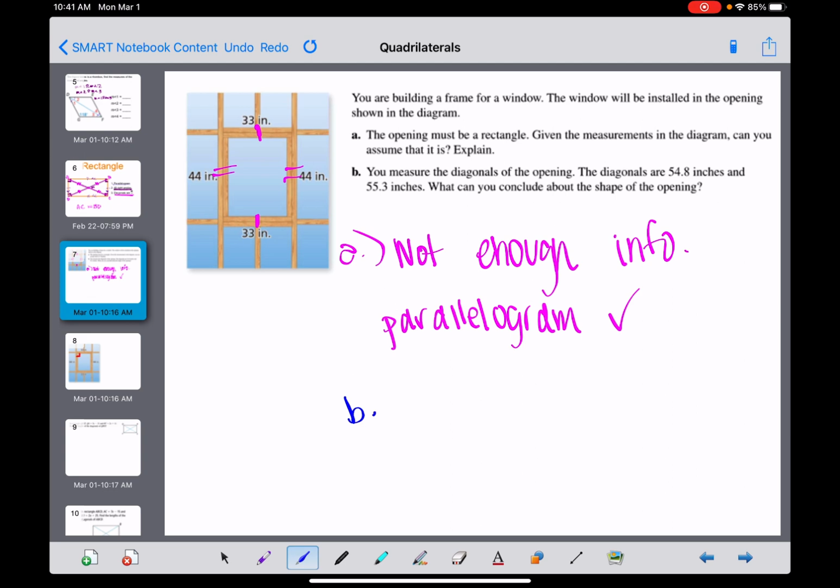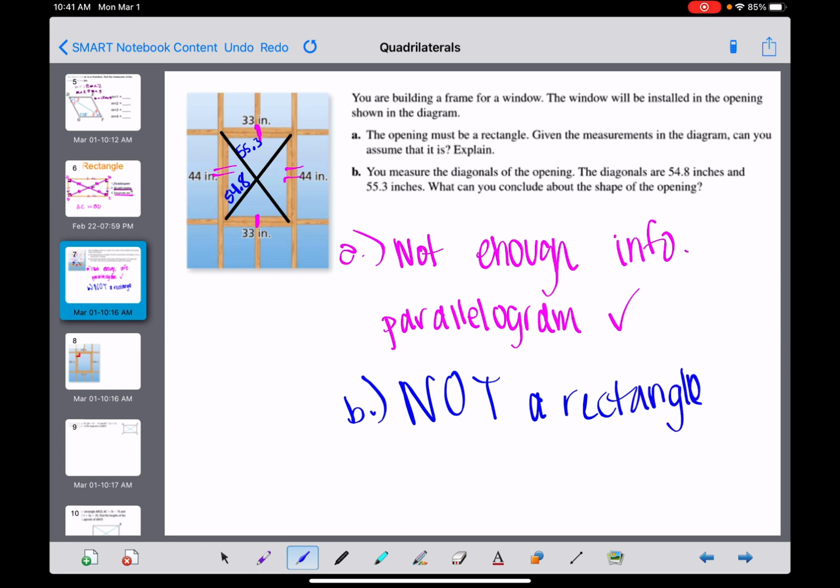Part B, they give us the information about the diagonals. So they tell us that one diagonal is 54.8 inches and the second diagonal is 55.3 inches. Is this enough information? Yes. We can say that this is not a rectangle because of that characteristic that we just learned, that diagonals are congruent. So since 54.8 is not equal to 55.3, this is not a rectangle.